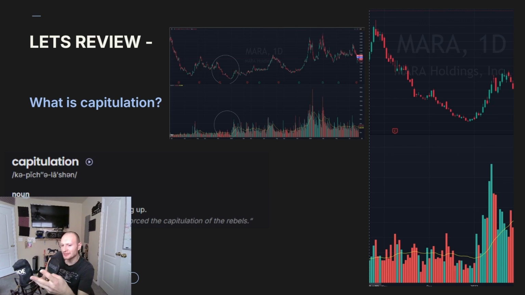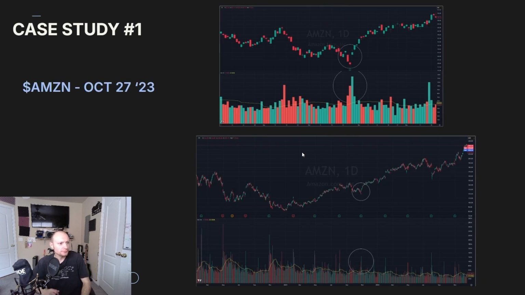Change of bias. That's what capitulation ultimately is. And if we're looking at the 3-bar capitulation, this is as cookie cutter as it gets. Is this Amazon study right here. It's as cookie cutter as it gets.